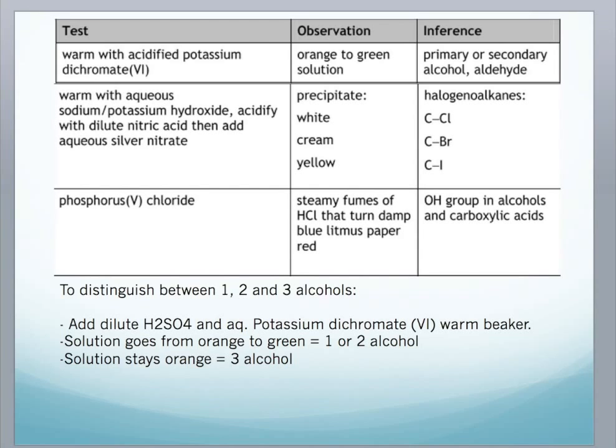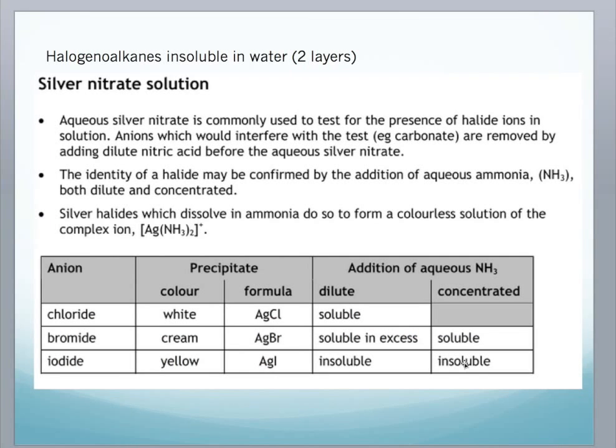Well, how do you distinguish between primary, secondary, and tertiary alcohols? In this case, you'd add dilute sulfuric acid and aqueous potassium dichromate, and you warm it gently. If it goes from orange to green, it means it's primary or secondary, and if the solution stays orange, it means that the alcohol is tertiary. This is the secondary test you do to confirm what type of halogenoalkane you have.